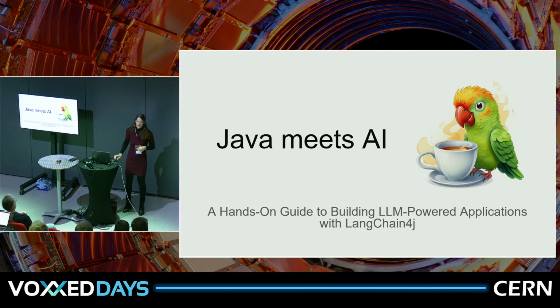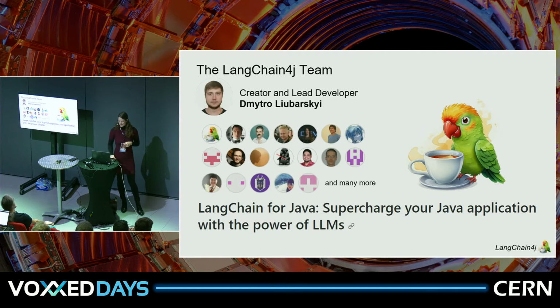I'm Lisa. I work as head of AI in a company that creates software for drug development and gene technology. And I'm also a core team member of the LangChain4j framework. So this is our team. The library was created by Dmytro Liobarsky, and now the team has grown to plenty of people contributing on GitHub.